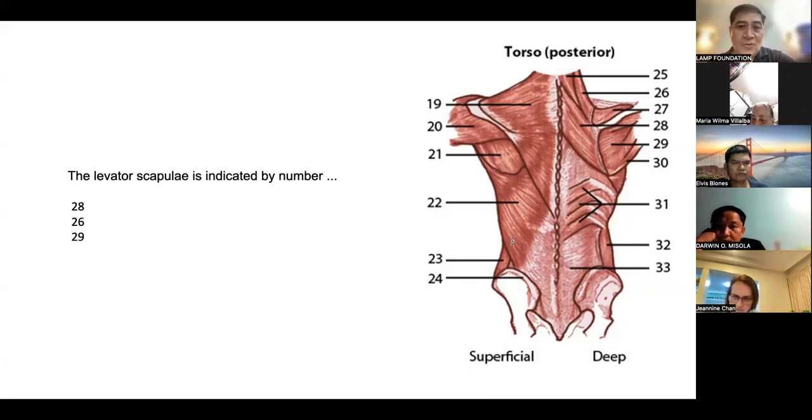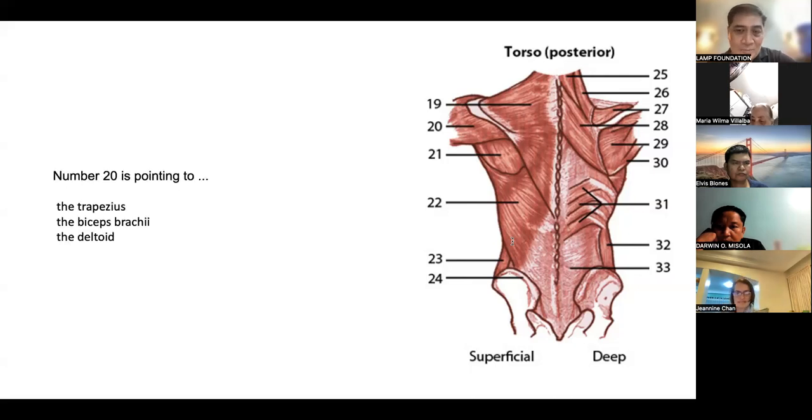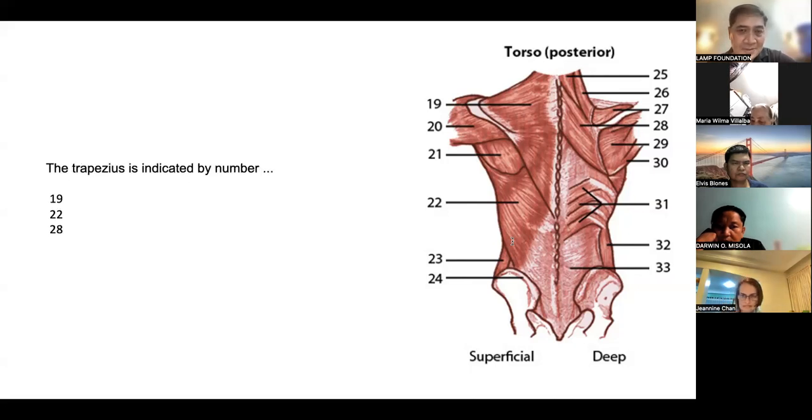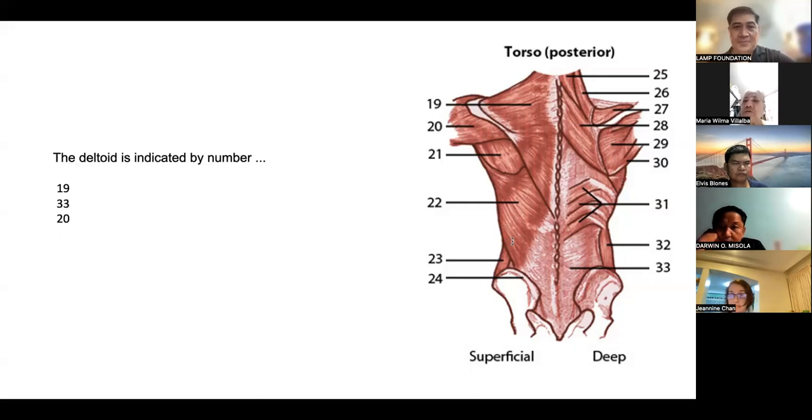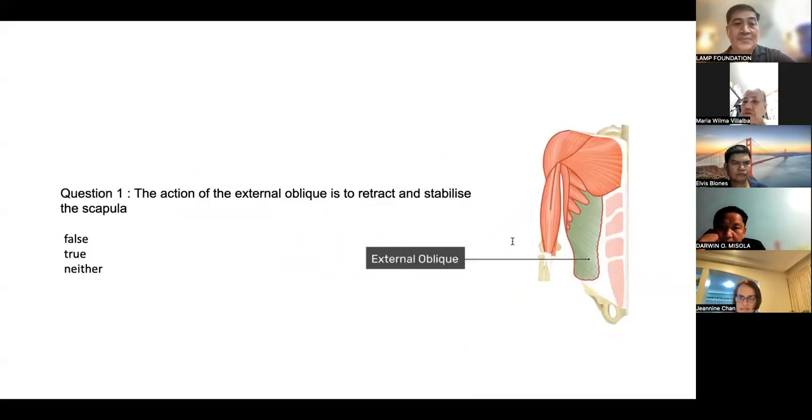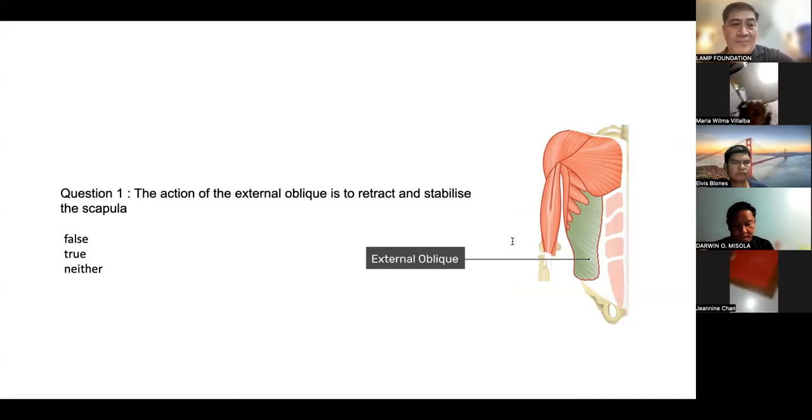Serratus posterior is indicated by number 31. Number 20 is pointing to the deltoid. The trapezius is indicated by number 19. Number 33 is pointing to the thoracolumbar fascia. Number 23 is pointing to the external oblique. The deltoid is indicated by number 20. The action of the external oblique is to retract and stabilize the scapula. True or false? False.